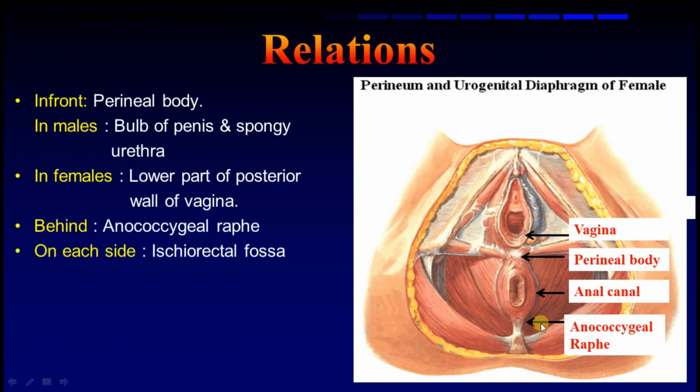Okay, and on either side we have a space, again ischiorectal space or ischiorectal fossa or ischioanal fossa, filled with fat. So the major content of it is fat, and of course on the lateral wall of the fossa you have the pudendal canal where it transmits certain structures.